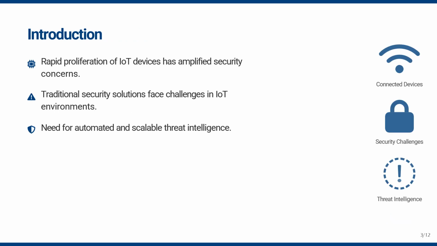The Internet of Things has experienced unprecedented growth across all sectors. We're seeing billions of connected devices deployed in everything from smart homes to industrial control systems. However, this rapid proliferation has amplified serious security concerns. Traditional security solutions face significant challenges in IoT environments. These devices are inherently heterogeneous, ranging from simple sensors to complex embedded systems. They operate under severe resource constraints with limited processing power, memory, and battery life. Most importantly, there's an urgent need for automated and scalable threat intelligence solutions that can adapt to this diverse landscape.